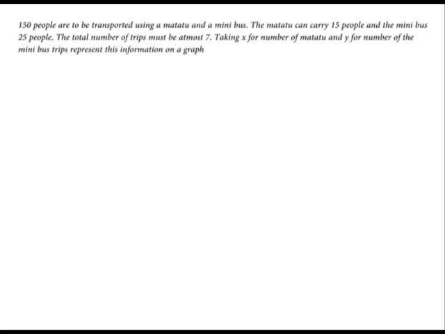So let's have the inequalities. First, neither the matatu nor the minibus can make negative trips. And so x must be greater or equal to 0, and y must be greater or equal to 0. Total number of trips must be equal or less than 7. And so x plus y must be less or equal to 7.